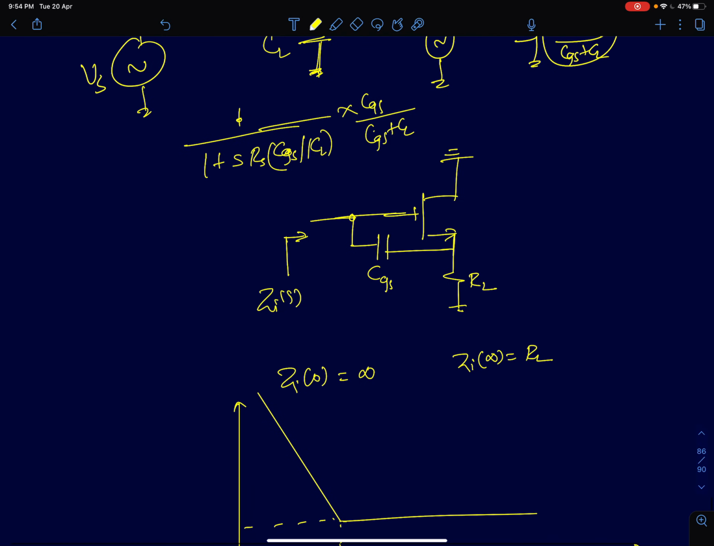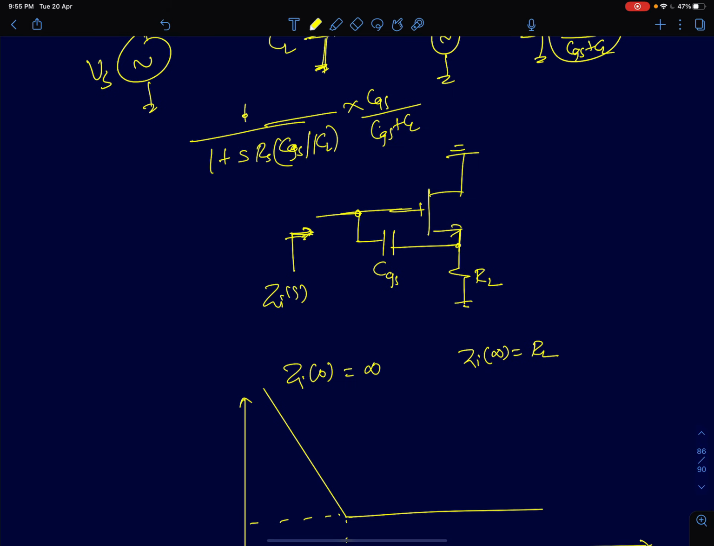Now I have drawn the circuit here. For simplicity, to show you what's happening in the circuit, I have ignored CL, the load capacitance, and I am only trying to find the input impedance in this case. Intuitively we can analyze this and try to find it, and of course we'll also do a rigorous analysis as well, but we'll first find it intuitively. Intuitively, at DC or omega equal to 0, the capacitor is open circuit, so the input impedance will be infinity.